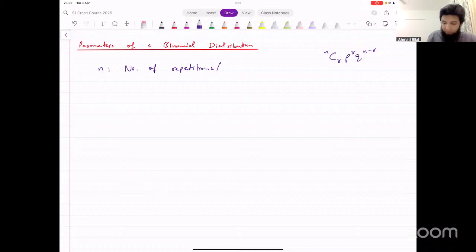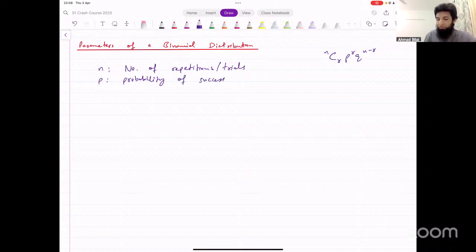That's one parameter that you have for a binomial distribution. And the other parameter is P, which is probability of success. Now, a parameter is basically something that describes a distribution. So one is the number of repetitions and the other is the probability of success.